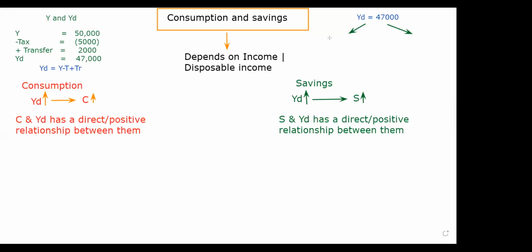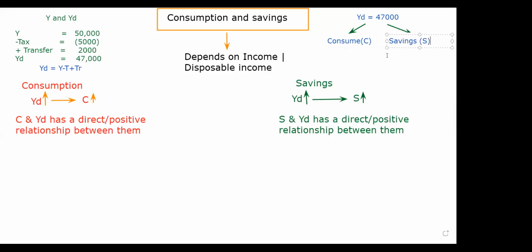Exactly. From this 47,000 salary that you're earning, guys, a part of it you will consume, right? Part of it is your consumption. Now you need it for your day-to-day expenses. Then the other part of it, what will you do? The other part of it, guys, you will save. That is your savings.